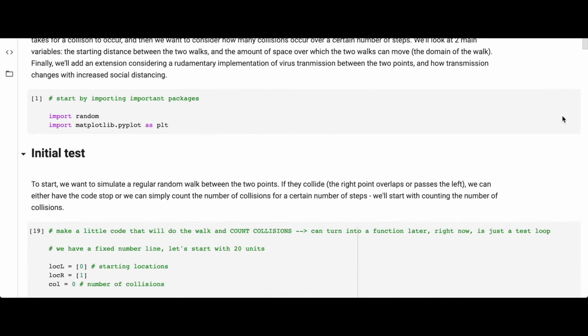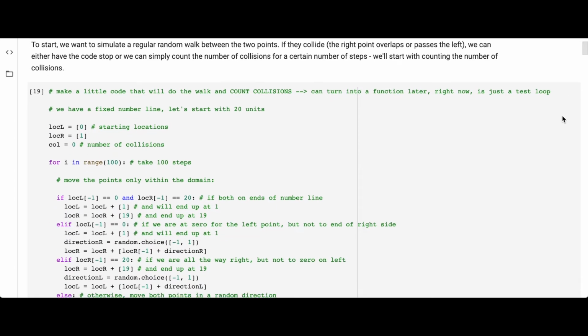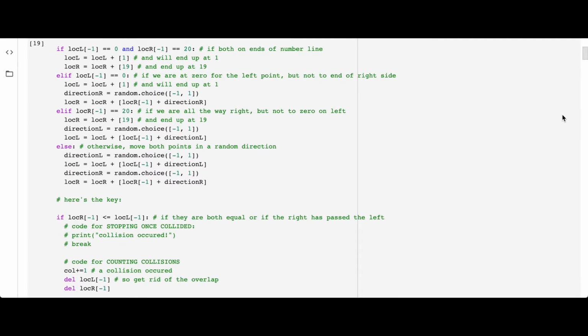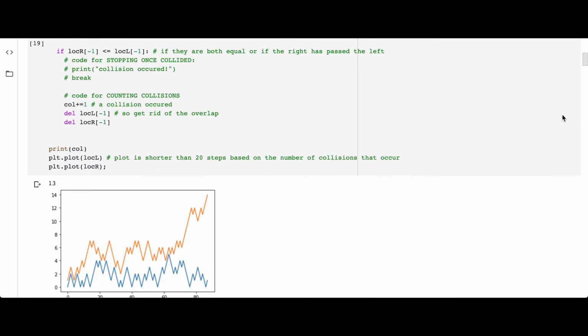Here's the code that we built to make the random walk. We start with a for loop and have a bunch of if, elif, and else statements, and we limit the range of the walk by preventing the points from going past a certain point. And when there's a collision, we have a little key, and it says to send them back to their pre-collision state and remove the collision from the list. So this means that we can't explicitly see collisions, but we know that they occur.